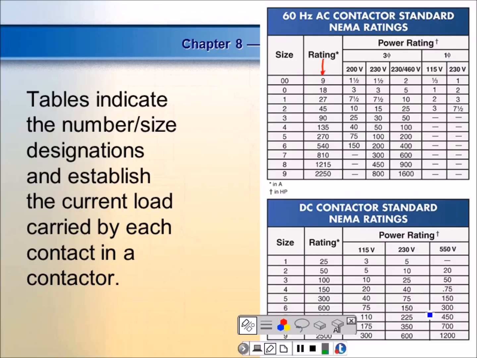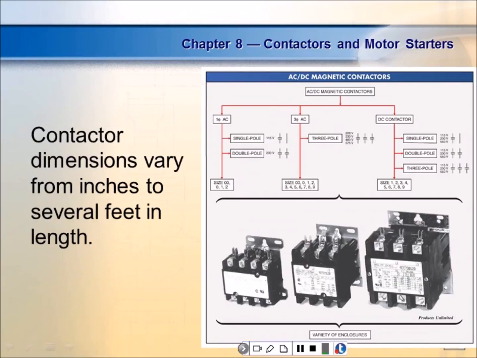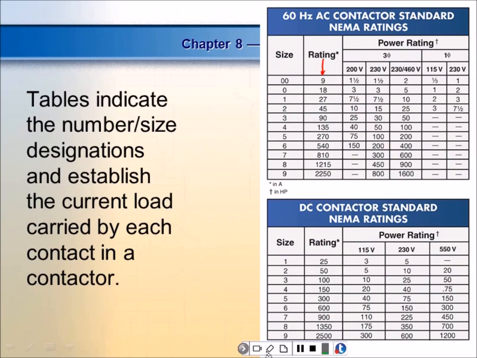So what changed? Why can't I run a 200 horsepower motor at 460? If the voltage goes up, what happens? Yeah, because horsepower, what's the horsepower? 1 horsepower is equal to about what? 746 watts. 746 watts per horsepower.